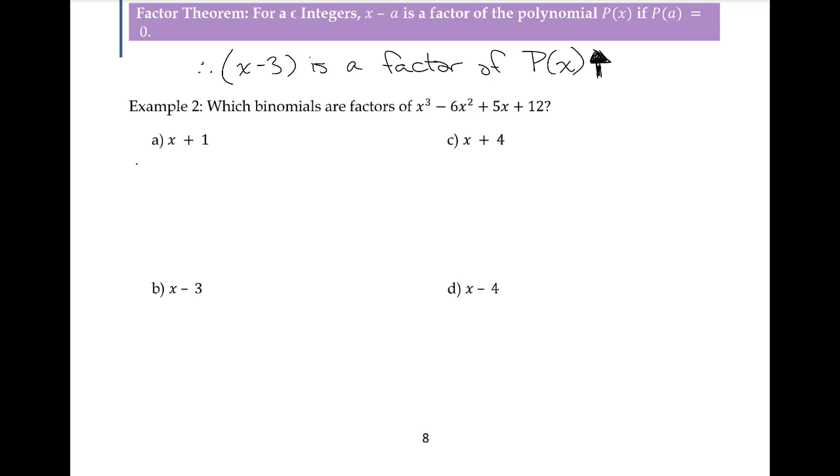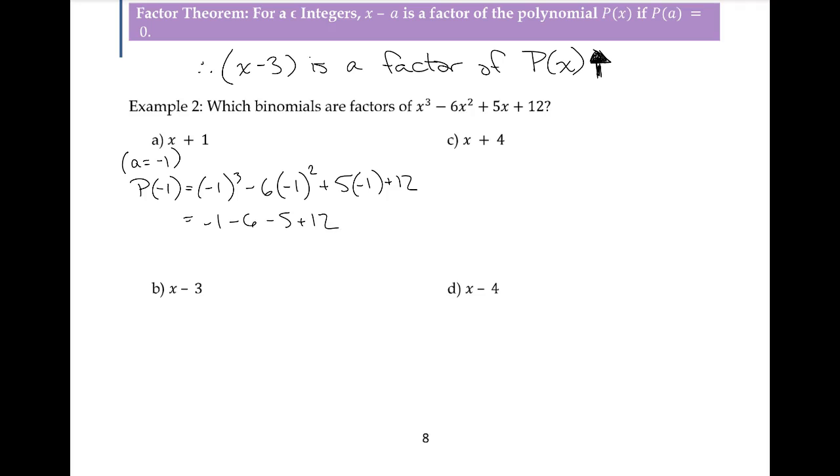So that means that A equals -1. Again, always remembering to change that sign. So if I'm going to substitute -1 in for x, I'm not going to write x, I'm going to write -1. Again, plugging it in everywhere that I see an x, keeping absolutely everything else the same. -1 minus 6 minus 5 plus 12, and that equals 0.